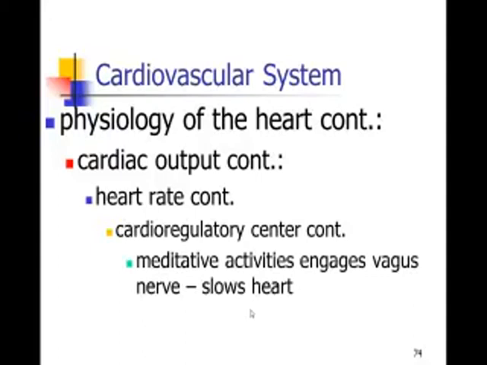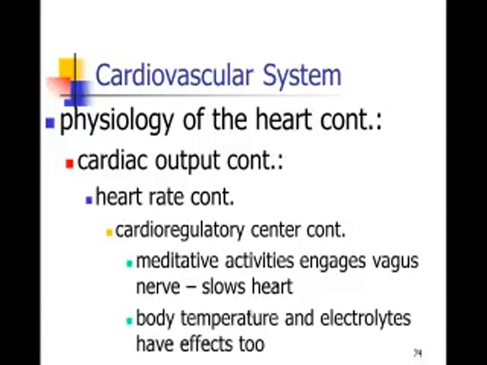Okay. Some things that you can do to actually lower your heart rate include conscious meditation. If you meditate, it actually engages the vagus nerve. Vagus nerve, remember, has parasympathetic nerve fibers in it, and that causes the heart to slow down or stop. Okay, body temperature can affect the heart rate, so can electrolytes, and those effects are variable, so you don't really have to worry about a lot of detail on that right now.